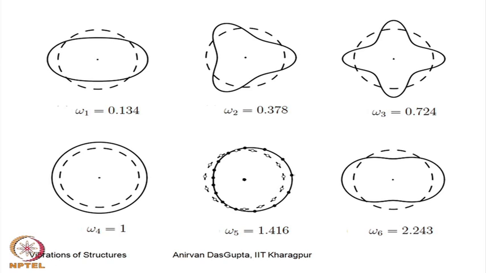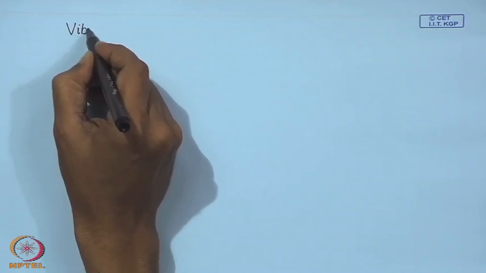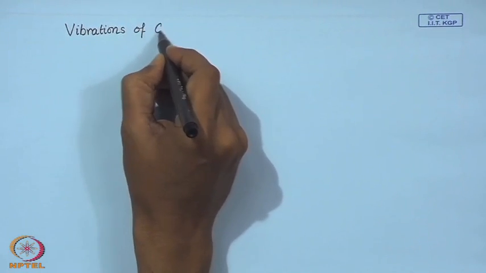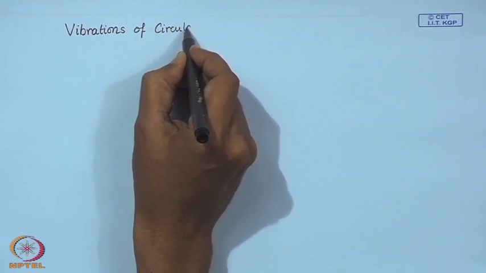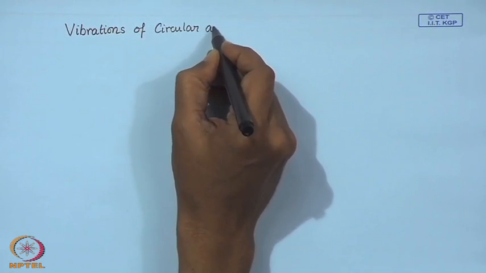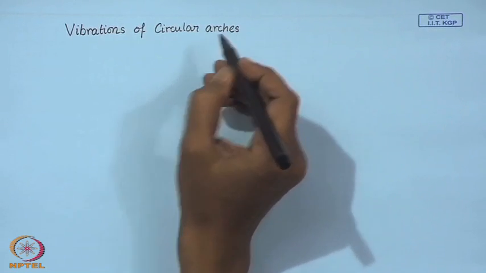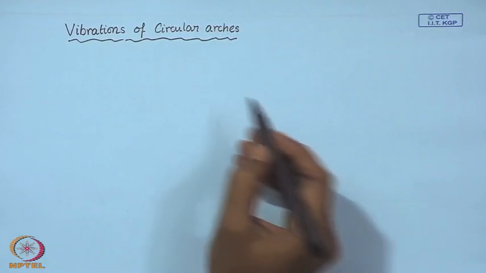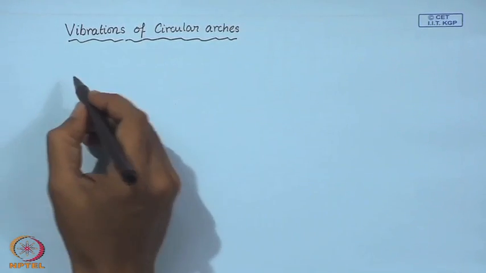So, till now we have been discussing vibrations of rings. Next we will discuss vibrations of arches. So, circular arches. A circular arch is nothing but a sector of a ring.